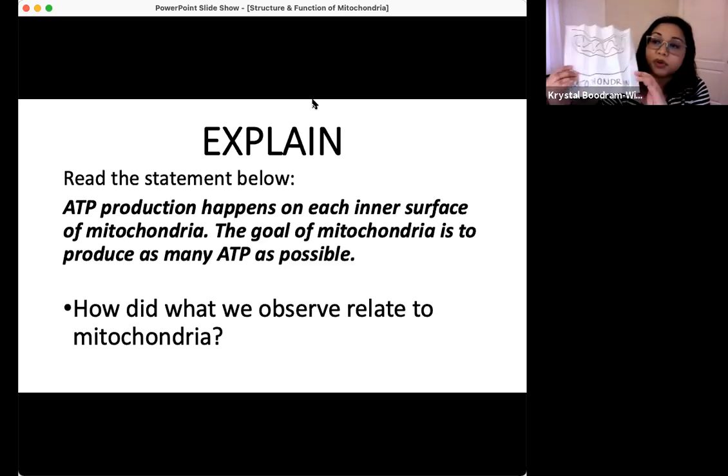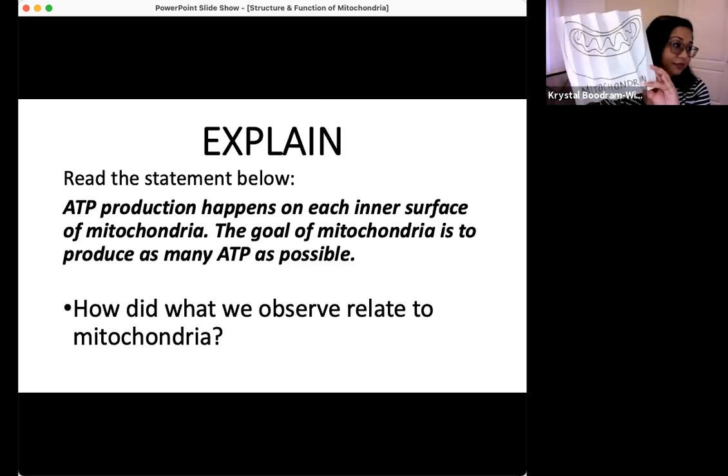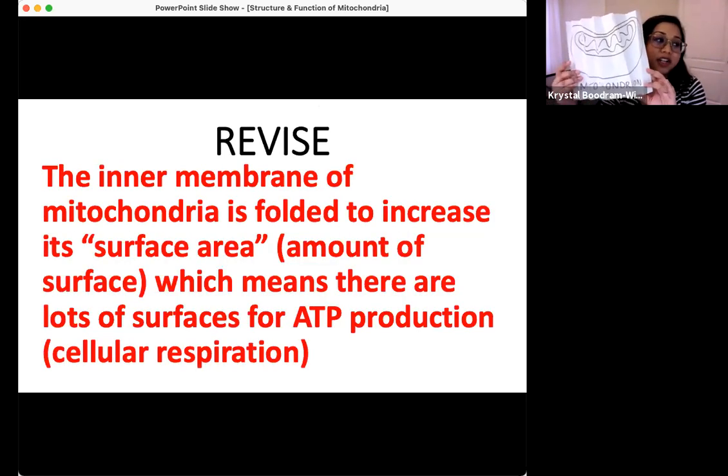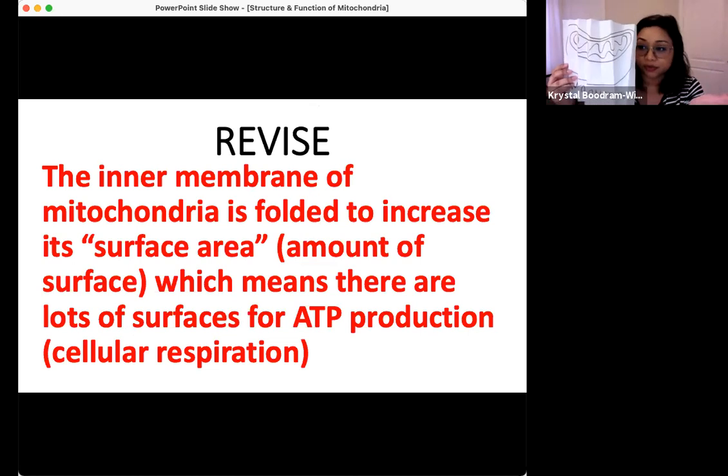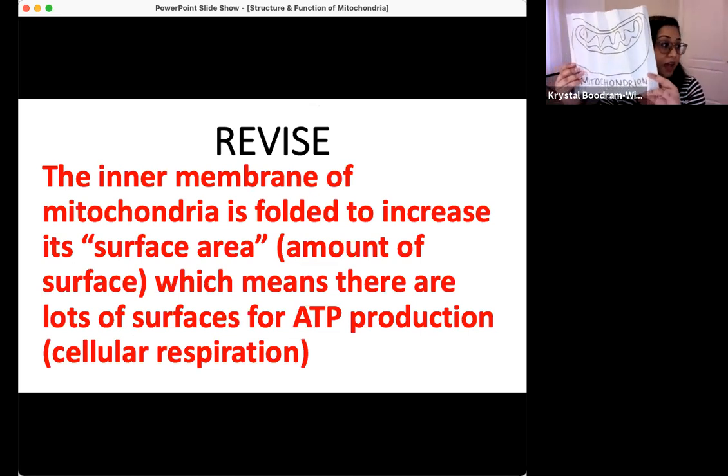All right, so in order to check your work, this is essentially what you should have had. So you can revise your answer. Essentially here, the inner membrane of mitochondria is folded to increase its surface area, or the amount of surface something has, which means there are lots of surfaces for ATP production, which happens as a result of cellular respiration.